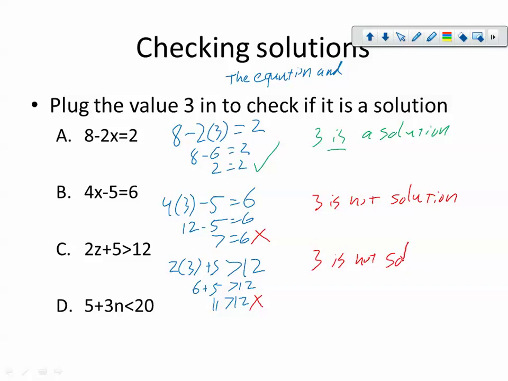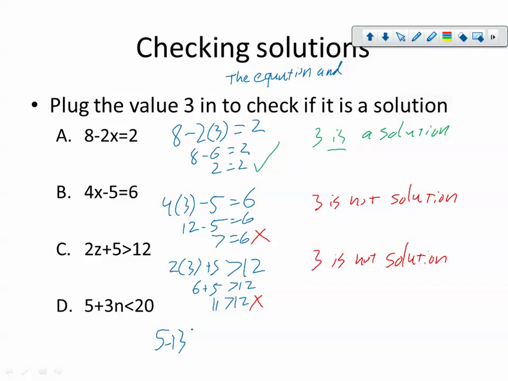Notice I'm not asking you guys to actually find the solutions here. We'll do that on another day. What I'm asking you to do here is to just check to see if this thing is a solution. You plug it in. If it makes a true statement, it's a solution. If it doesn't, it's not a solution.